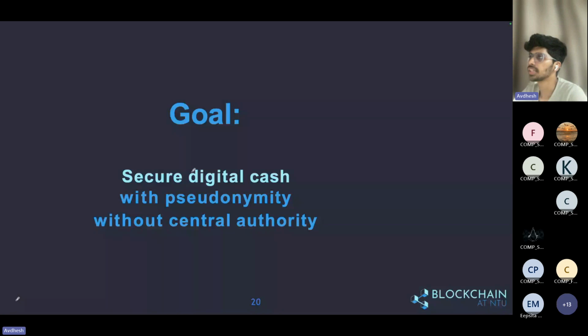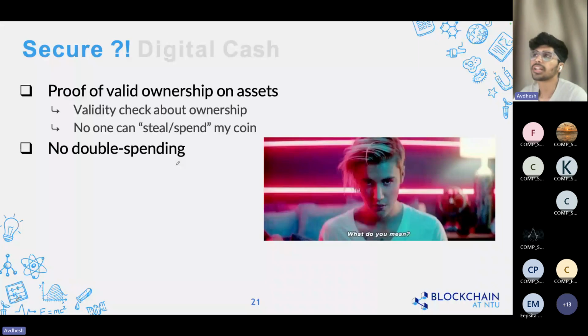So yeah, let's go mainly into the first part, which is secure digital cash, what it means and how we can implement it. So what does secure mean? The first point we should be asking ourselves is how we own assets in general, be it real estate, gold, or on the internet, any photo of ours. There is a concept called proof of valid ownership on assets, be it real world assets like real estate, or online assets like Bitcoin.